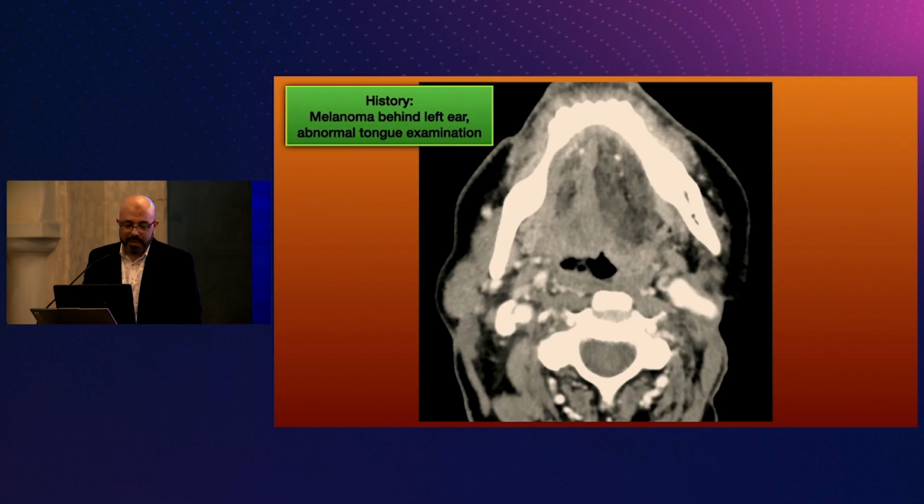Patient with melanoma behind left ear, abnormal tongue examination, and you can see here on this post-contrast CT of the oral cavity that the left hemitongue is atrophic, completely fatty, with the sharply demarcated medial margin. So this means that we have hypoglossal nerve palsy.